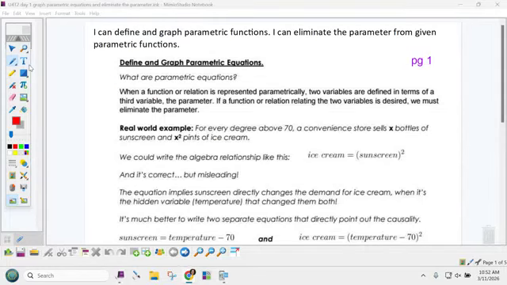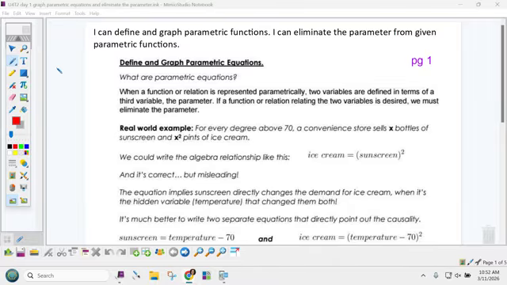So this new unit is going to be about parametric functions. If you turn to page 1, we're going to talk through an example about where parametric functions are useful and why we would need a third variable. So a parametric equation has 3 variables, but we'll get there.